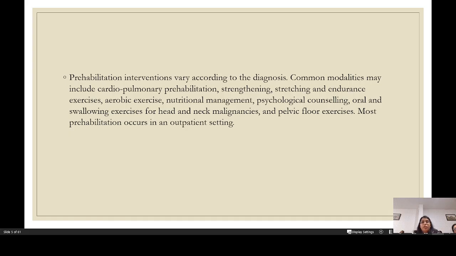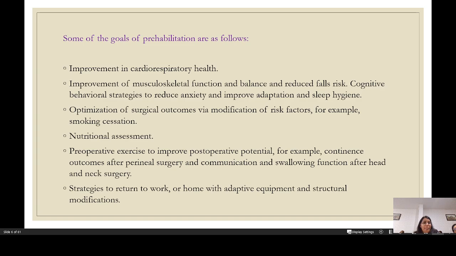Rehabilitation intervention vary according to diagnosis. Common modality may include cardiopulmonary rehabilitation, strengthening, stretching, and endurance exercise, aerobic exercise, nutritional management, psychological counseling, oral and swallowing exercise for head and neck malignancy, and pelvic floor exercise.